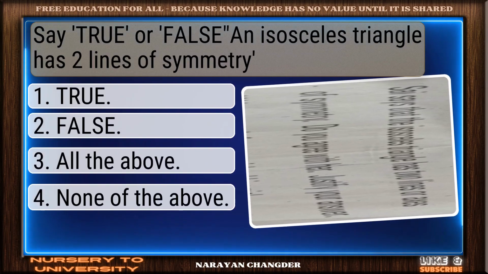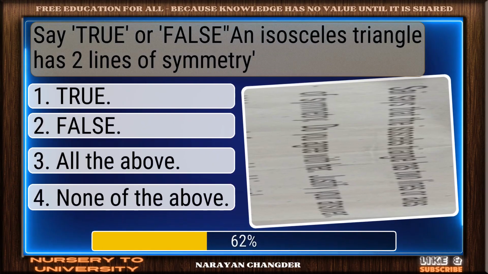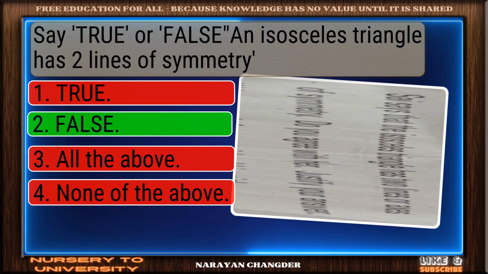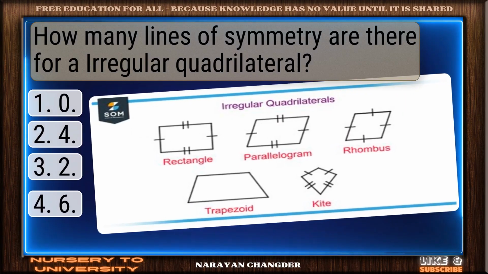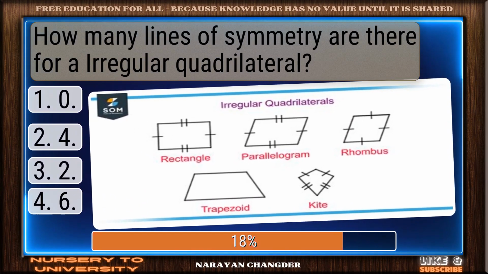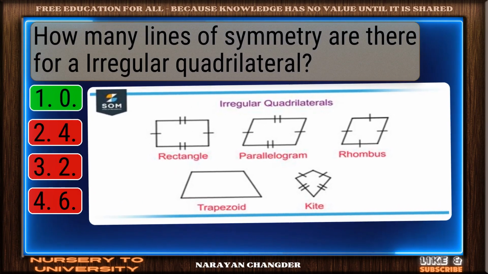Say true or false, an isosceles triangle has 2 lines of symmetry. Great job. False is the accurate answer. How many lines of symmetry are there for a regular quadrilateral? Smart move. Zero is an accurate answer.